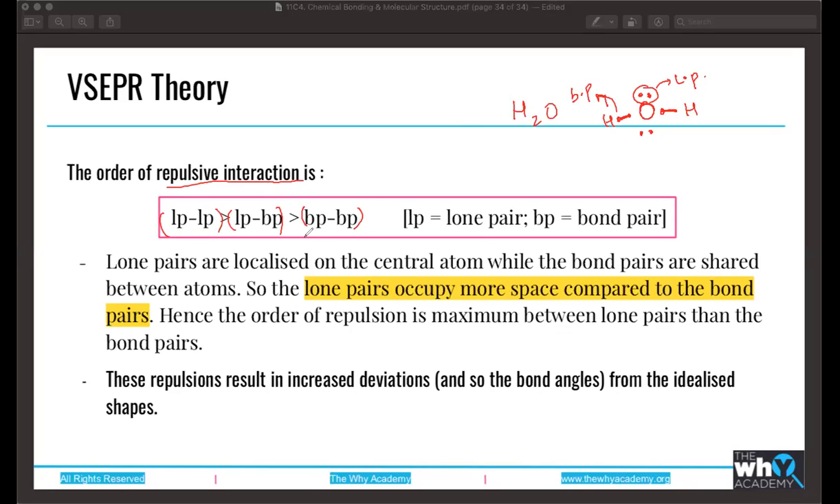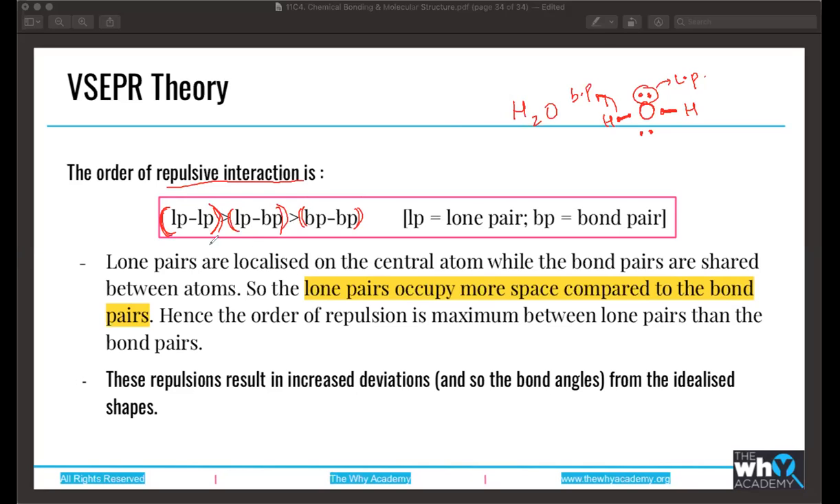Okay, so when you have conflicting nature, you have both lone pairs and bond pairs, and you don't know how to assign the structure. If two lone pairs are side by side, you're going to end up with one structure. If they're kept far apart, you're going to end up with another structure. So let's say you're confused about what structure to take. Maximum repulsion you should keep between lone pairs, followed by between lone pair and bond pair, followed by bond pair and bond pair. So the repulsive interaction between two bond pairs of electrons is minimum.